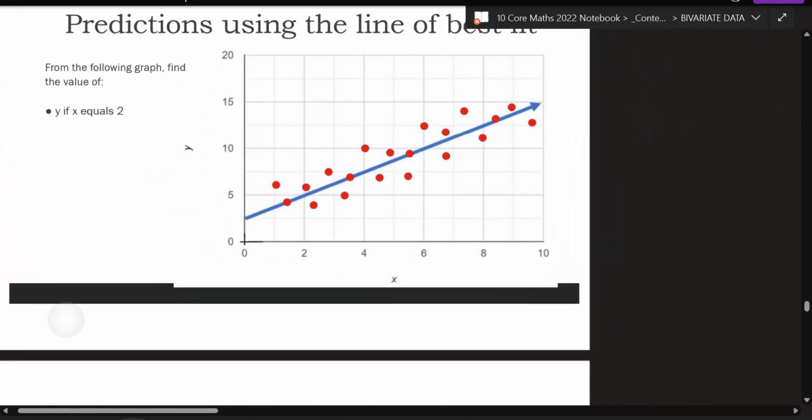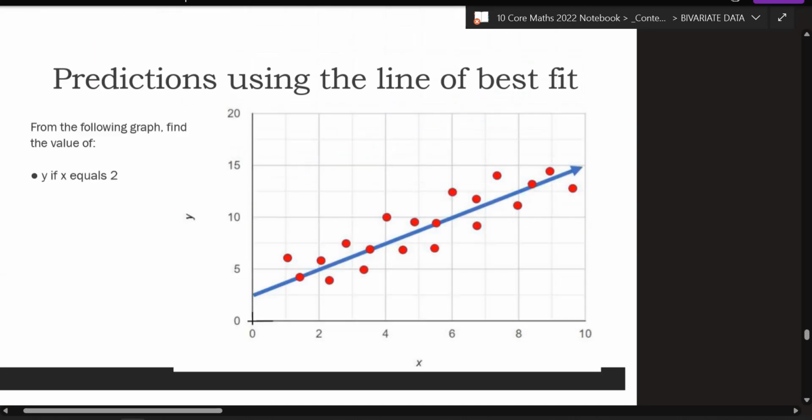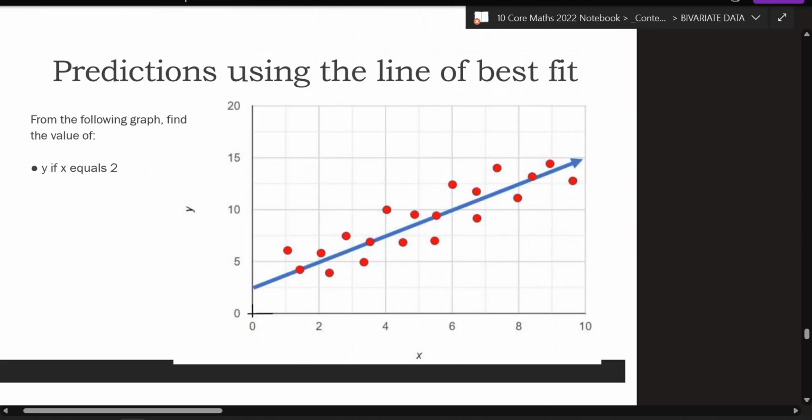All right, predictions. Now, if you wanted to make a prediction, what you'd use is the line. So you've got your x-axis and you've got your y-axis. Generally what you'll be asked to do is make a prediction on the x or the y. So, for example, in this graph, what is y if x equals 2? What you do is look at x, where is it on 2 right there, and then go up and see where it hits the line. And then from there, you go to the axis on 5. So it looks like that's the y-axis.